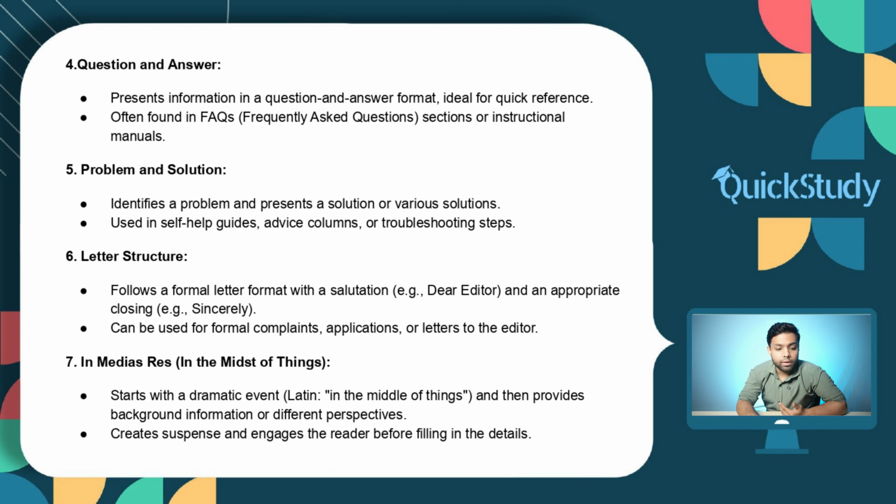Number 4 would be question and answer. Presents information in a question and answer format, ideal for quick reference, often found in FAQ sections or instructional manuals. Number 5 is problem and solution. In this, it identifies a problem and presents a solution or various solutions. It is used in self-help guides or advice columns or troubleshooting steps.